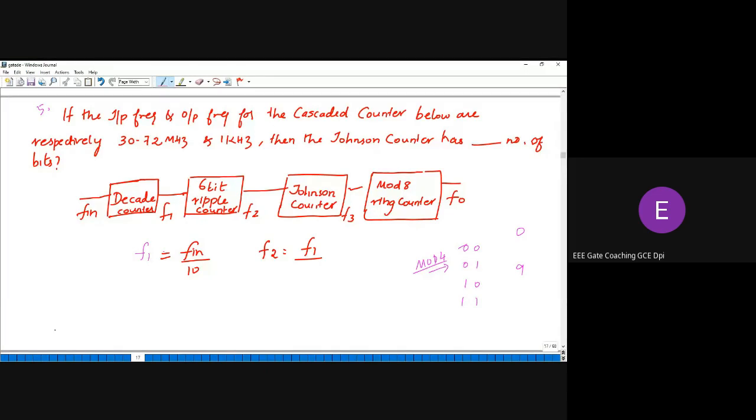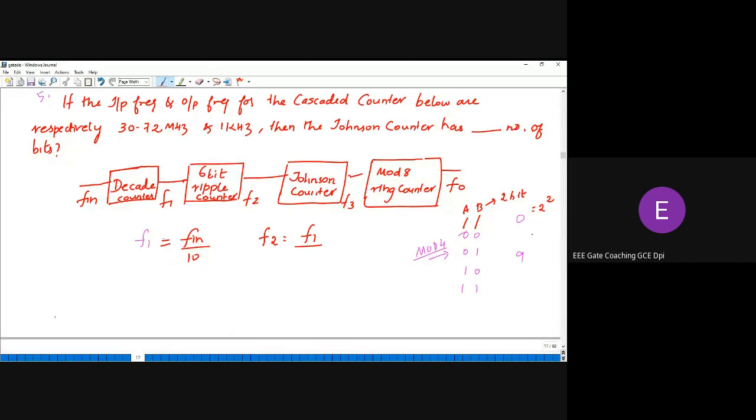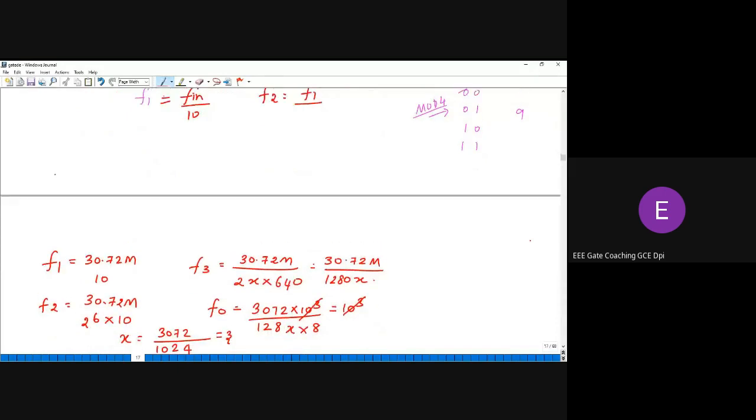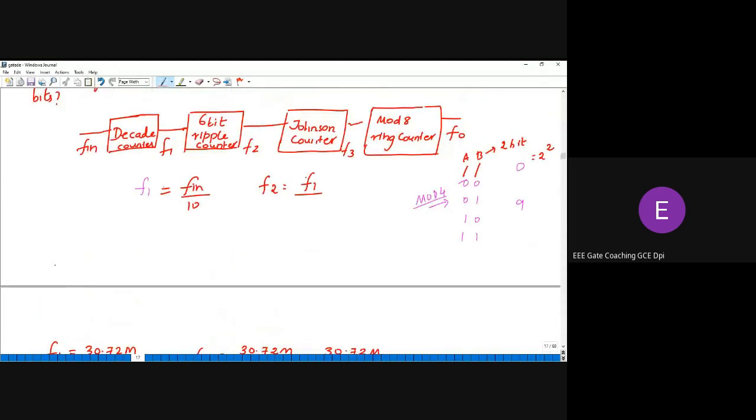In a 6-bit ripple counter, I have 2 power 6 states, right? If I have 2 bits, A and B, 2 bits means I have 4 states, right? 2 power 2. So if I have 6 bits, this is a ripple counter, so it is nothing but an asynchronous counter. So you require 2 power 6 states.